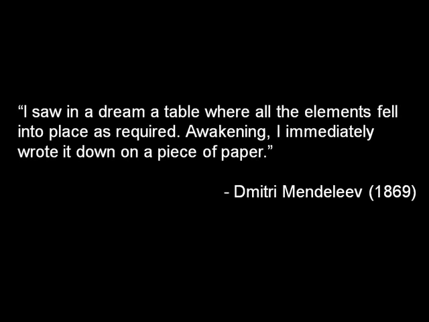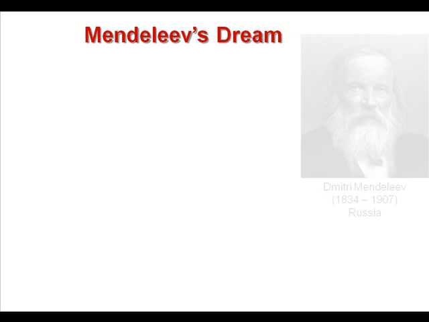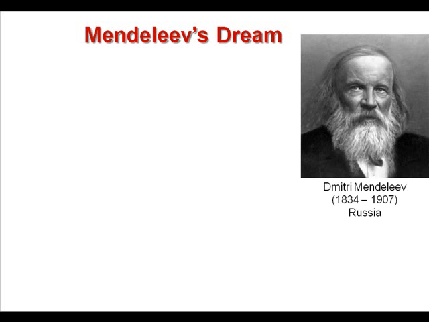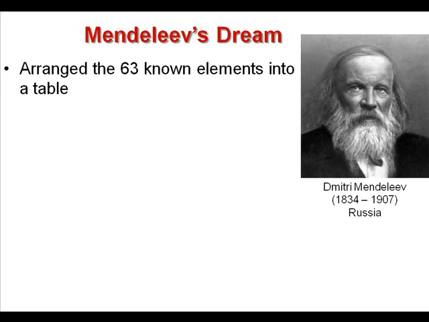Now, what happens in 1869 is a Russian by the name of Mendeleev comes along and says that in a dream, there was a table and all the elements fell into place as required. And upon awakening, I immediately wrote it down on a piece of paper. And of course what he did was he put these different kinds of atoms in an organized structure called the periodic table. So this is how he puts it together.